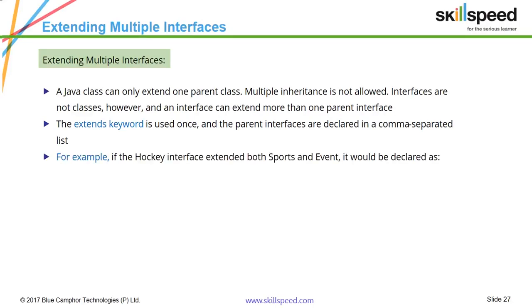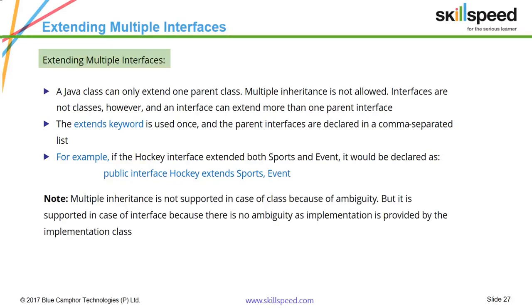For example, if the Hockey interface extends both Sports and Event interfaces, it should be declared as public interface Hockey extends Sports, Event. Note that multiple inheritance is not supported in case of classes because of ambiguity, but it is supported in case of interfaces because there is no ambiguity, as the implementation is not provided by the interfaces but by the implementing classes.